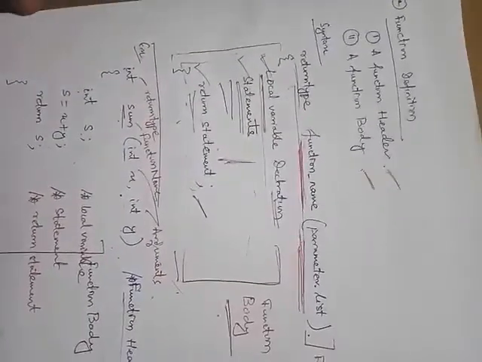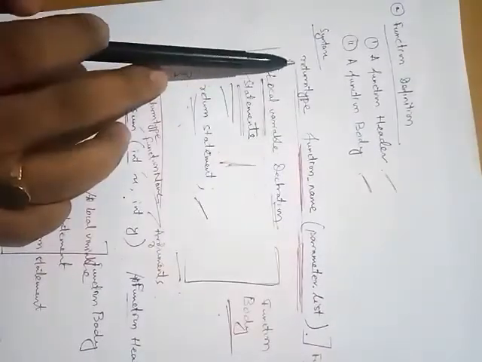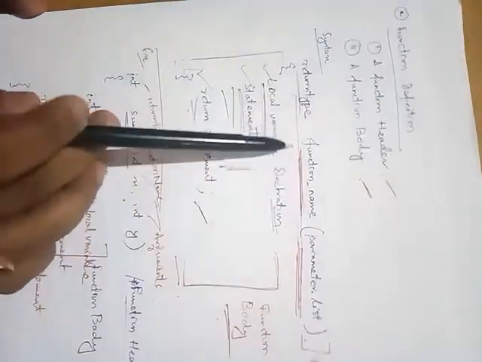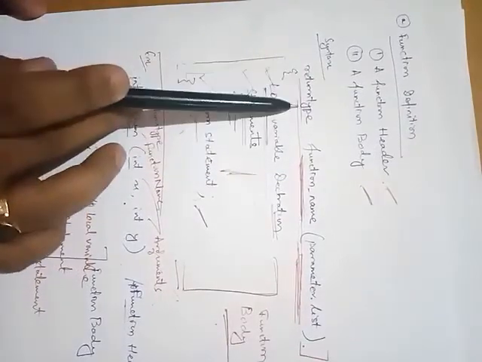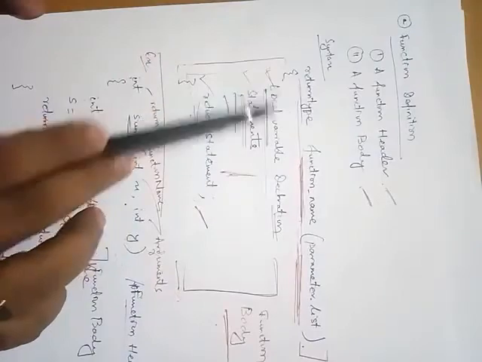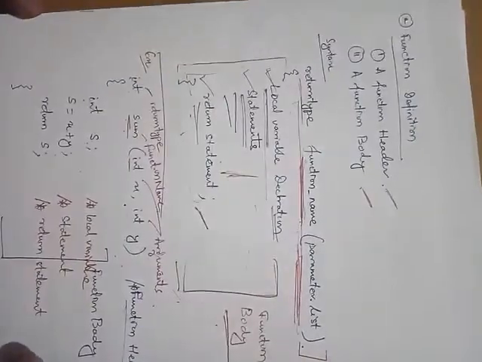So, in the previous lecture, we have written what is the syntax of function definition. In function definition, there will be return type, function name, and the parameter list. In the function body part, there will be local variable declaration, statements, and return statement. And this is one of the examples. Now, the next part is function call.